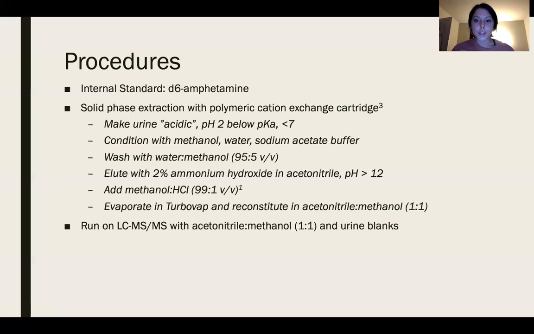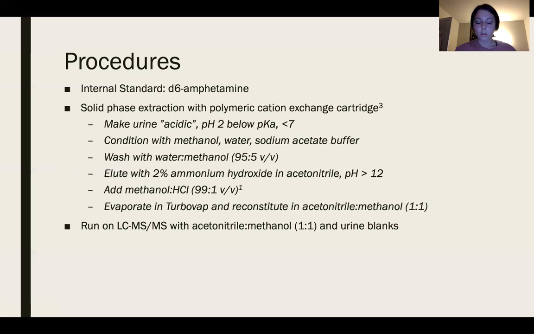So to do this, I'm going to make the urine acidic, basically just pH 2 below the pKa. The pKa of amphetamine is 9.9, so the pH is going to be less than 7. And by making it acidic, it's going to ionize the amphetamine that's present in the urine and give it a positive charge, a cation. So then I'm going to condition the cartridge with methanol, water, and a sodium acetate buffer.